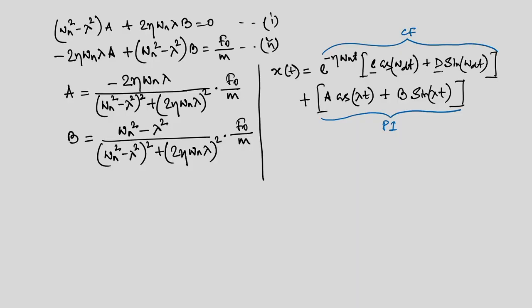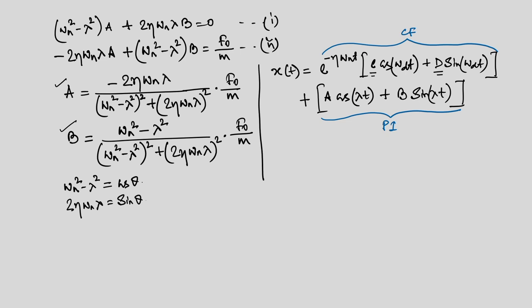Again, remember when we have to find out the constants, that means C and D, because A and B we have already found out, to find C and D we have to satisfy the initial conditions, and in this case again we have to consider the complete expression. That we will do in a minute, but before that we can simplify the expression. For that, we can consider omega n square minus lambda square equal to cos theta, and twice eta omega n lambda equal to sin theta.